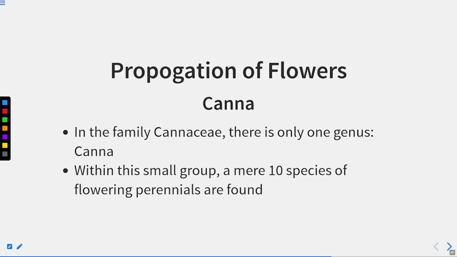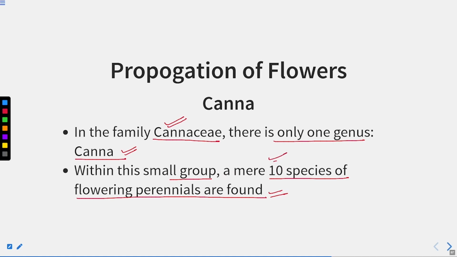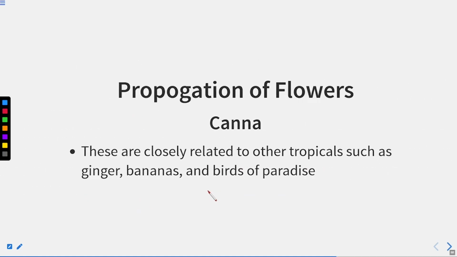In the family Cannaceae there is only one genus, that is canna, and within this small group a mere 10 species of flowering perennials are found. So this is one of the perennial flowers and it belongs to the family Cannaceae. This Cannaceae has just one genus, that is canna. Within this small group, it has 10 species of flowering perennials. So it is a perennial plant.